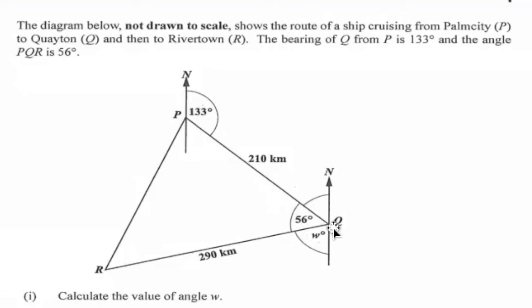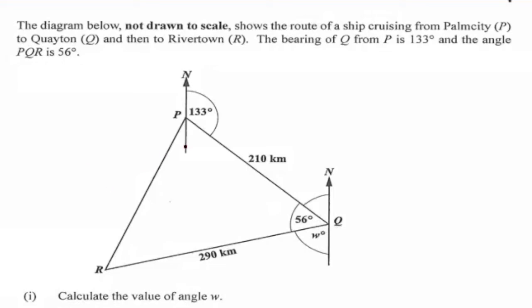It also states that the ship then went to Rivertown. So this R represents Rivertown. Now, I've already stated that the bearing 133 is the bearing of Q from P. Now, this question asks us to calculate the value of the angle W, which is this.